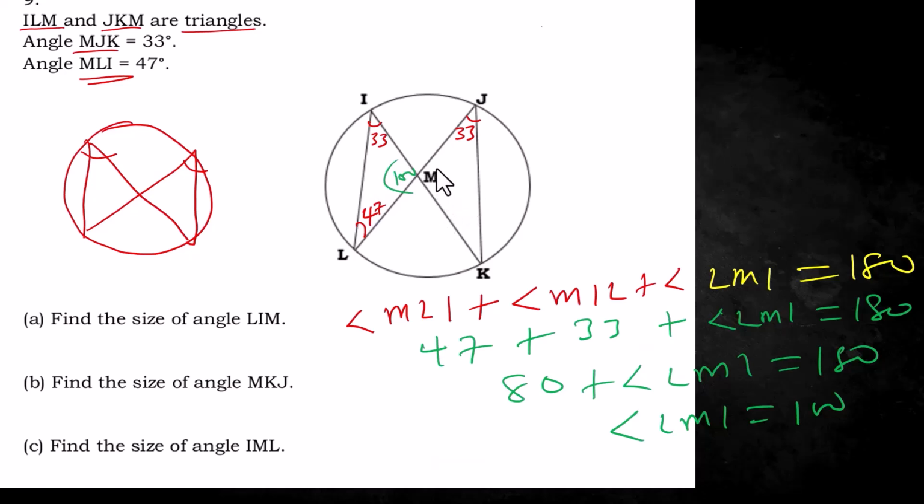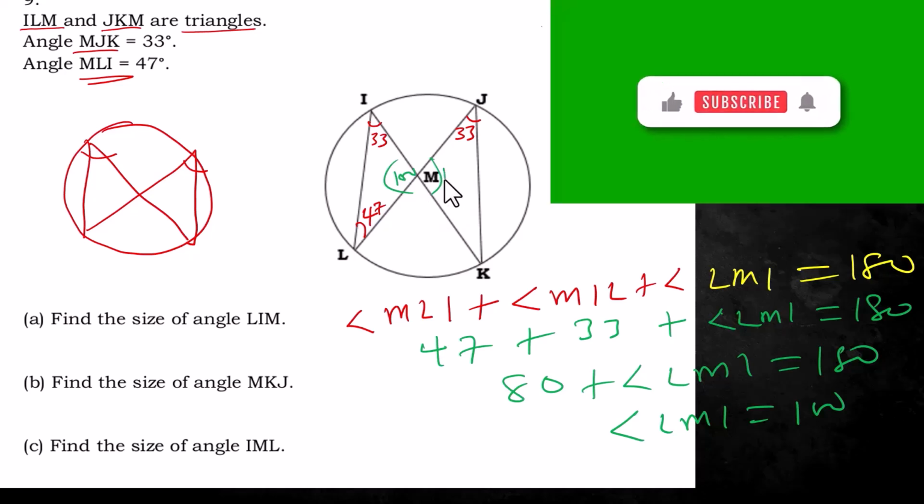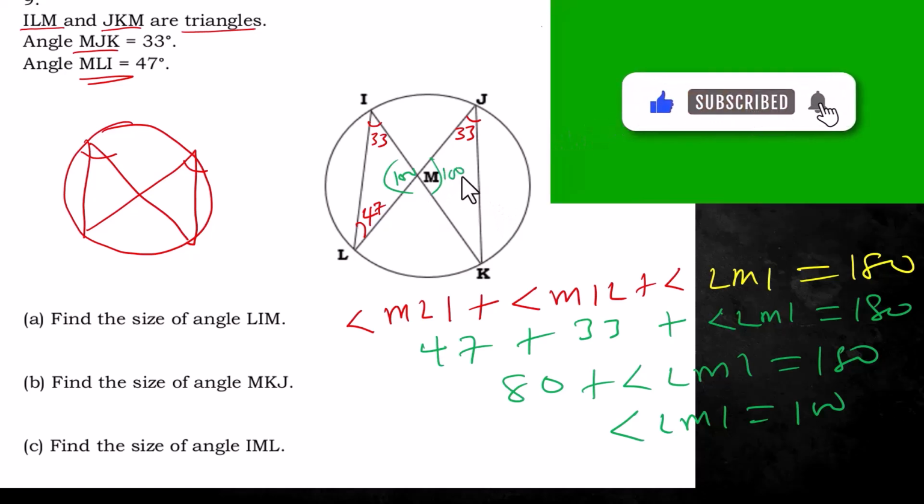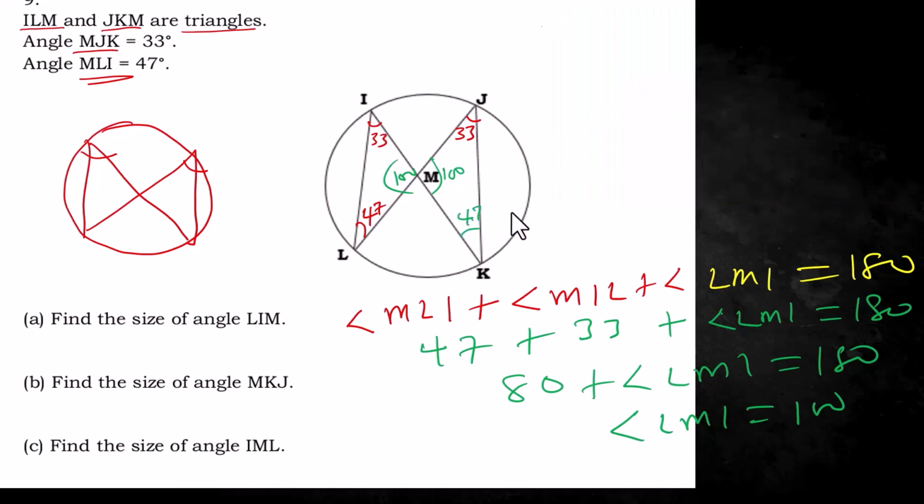Okay, now remember this side is a vertically opposite angle, so this side is also 100. And once this side is 100 and side 33, this side will be 47. So we now have all the sizes of the triangle. Now let's go to the question. Find the size of the angle LIM. LIM is simply 33 degrees. Now angle MKG, so MKG, that is 47. And angle IML is 100 degrees. That is this side. As simple as that.